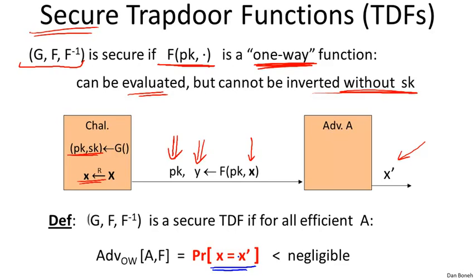So again, abstractly, it's a really interesting concept in that you can evaluate the function in the forward direction very easily, but then no one can evaluate the function in the reverse direction unless they have this trapdoor, this secret key sk, which then all of a sudden lets them invert the function very, very easily.